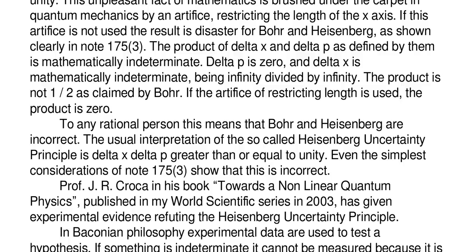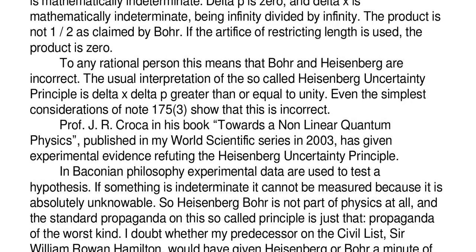The usual interpretation of the so-called Heisenberg Uncertainty Principle is delta x delta p greater than or equal to unity. Even the simplest considerations, such as those in note 175.3, show that this is incorrect. Professor Jose Croca, in his book Towards a Nonlinear Quantum Physics, published in my World Scientific series in 2003, has given copious and definitive experimental evidence refuting the Heisenberg Uncertainty Principle to orders of magnitude.